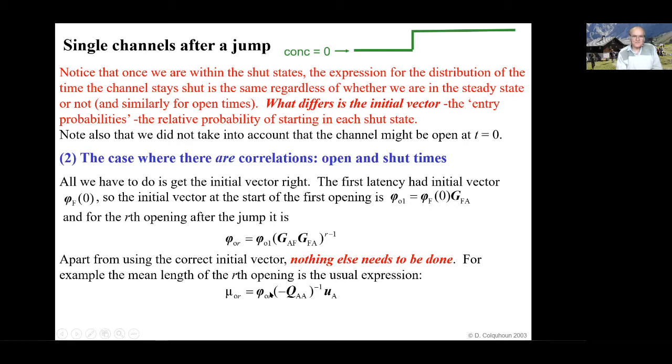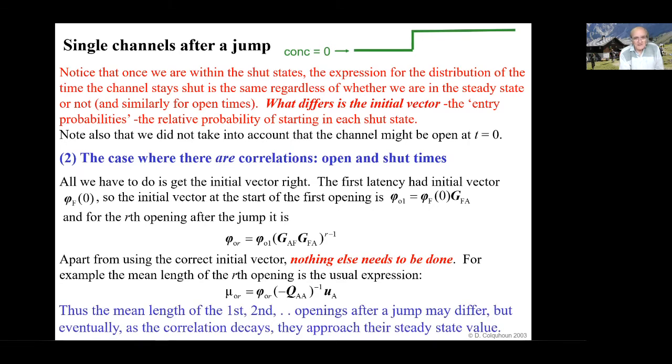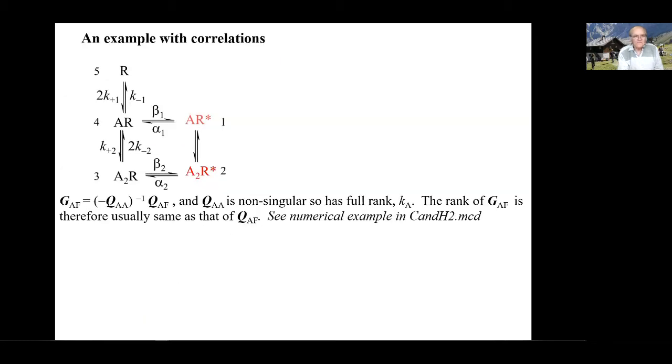And if there are correlations, that means that the first, second, third opening after a jump could, in practice, be predicted to have different distributions with different means. In practice, we haven't been able to detect this, it must be said, but that's what it means in principle. Of course, eventually, as time goes to infinity after the jump, the correlation decays and they approach their steady state value.